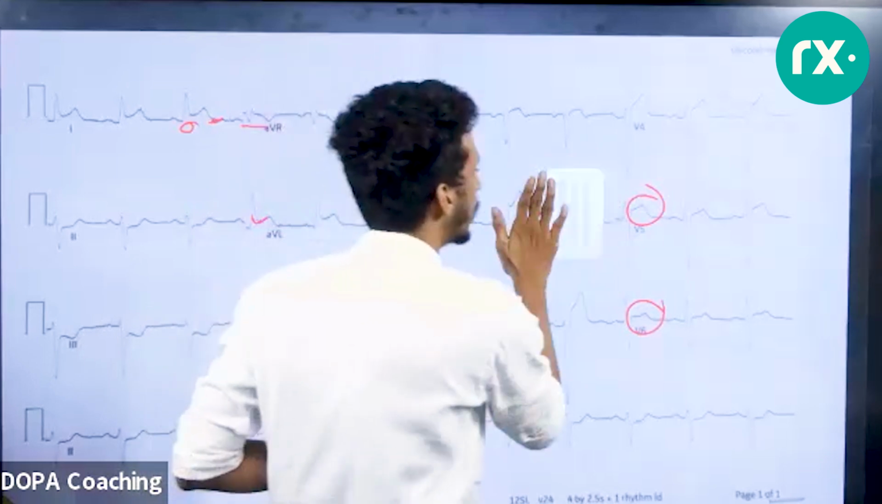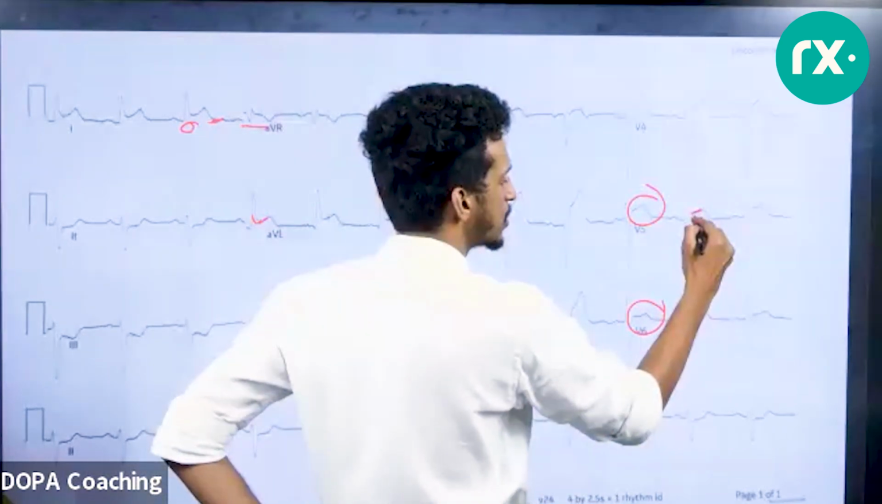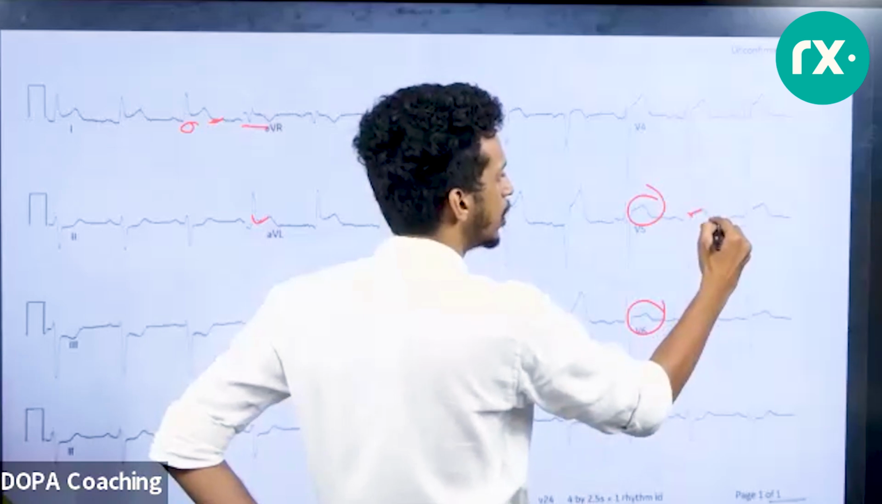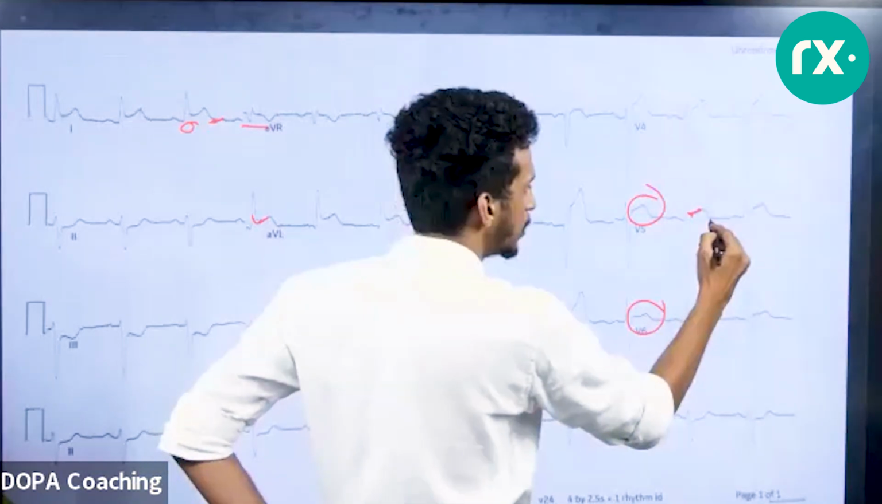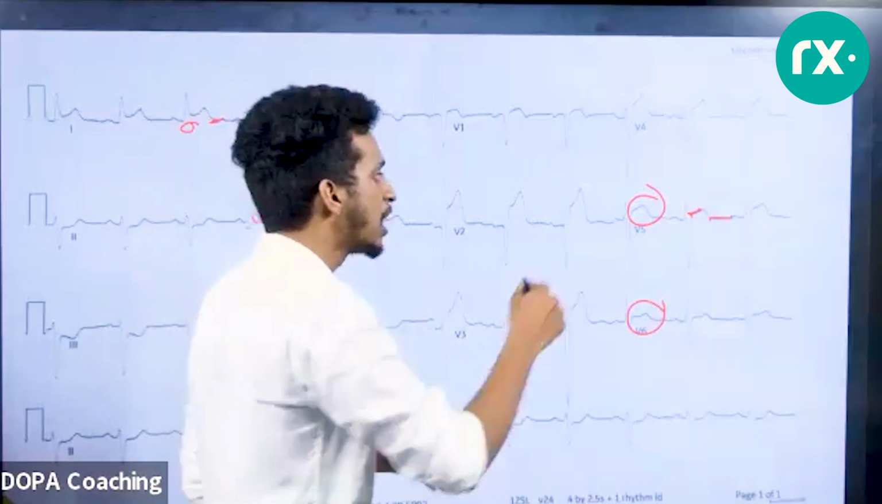I'll come to that. But before that, just know that this is my ST segment. This is the end of the QRS. This is the beginning of the next T wave. So this is my ST segment, and this is my next TP segment. So the ST segment is at a higher level, which means I have an ST elevation.